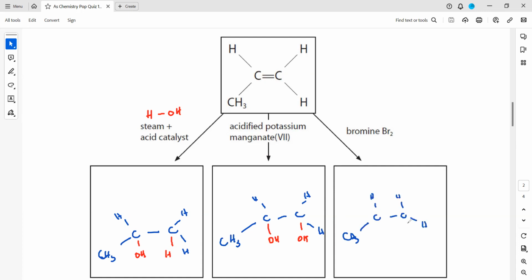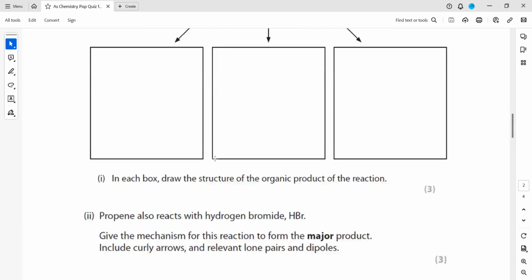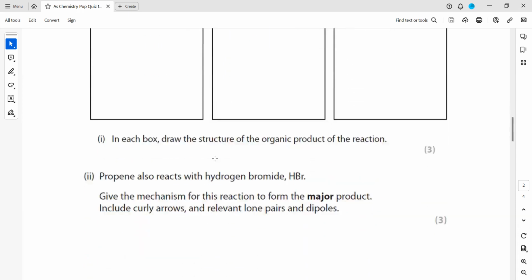If they ask for the displayed formula, then we should represent all the bonds and all the atoms. Structural, so minimum detail we can show. Skeletal you can also draw. Draw the structure. So they did not specify, so you can draw any of the structures here.